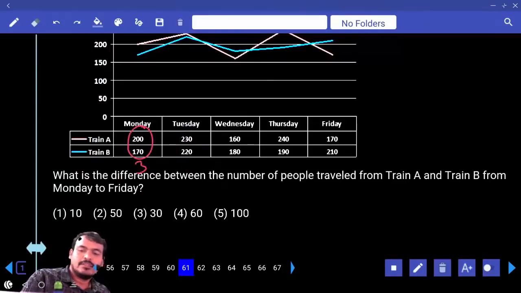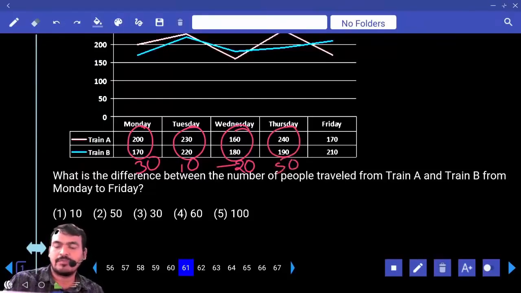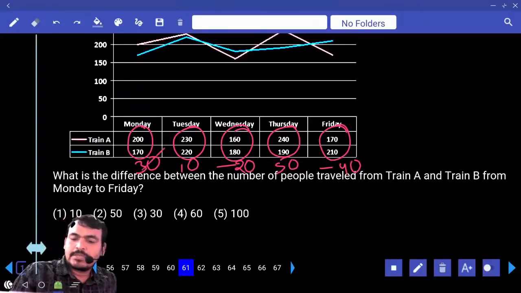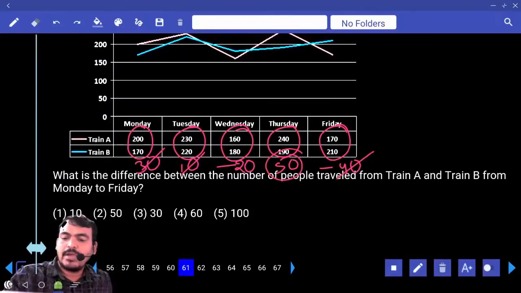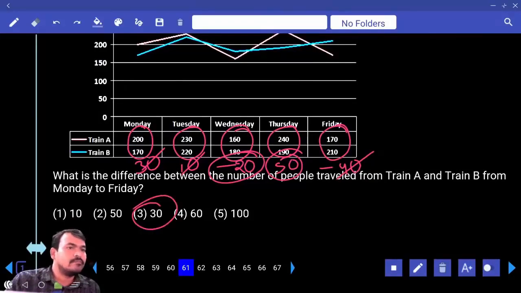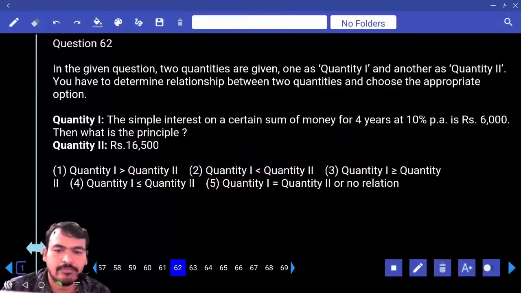First one difference 30. Next one difference 10. Next one minus 20 or plus 20? Minus 20. Next Thursday, plus 50 or minus 50? Plus 50. 170 and 210, minus 40 or not? Minus 40. 30 plus 10, 40. Minus 40 plus 40 cancel or not? Plus 50 minus 20, 30. Means overall difference is 30 or not? Which option? Third one.